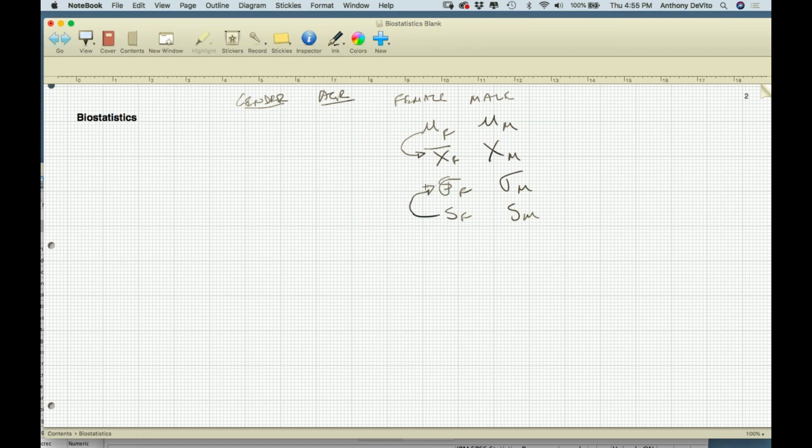The bigger the sample size is, the better, the more reliable is your estimate of the population standard deviation. Okay, so let's say I want to compare these two means. Group A, right? I want to compare the mean for female versus male.